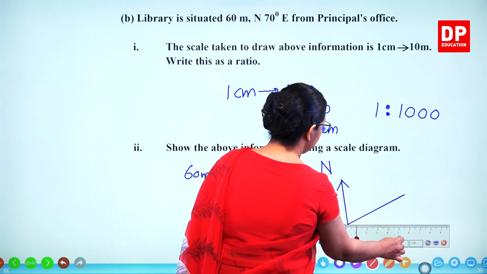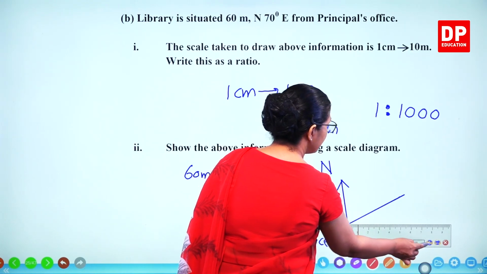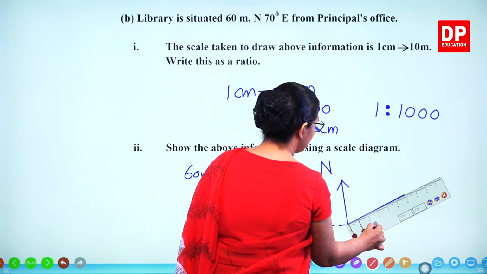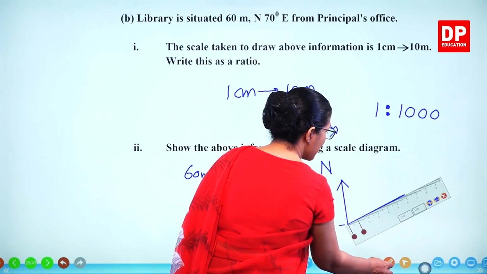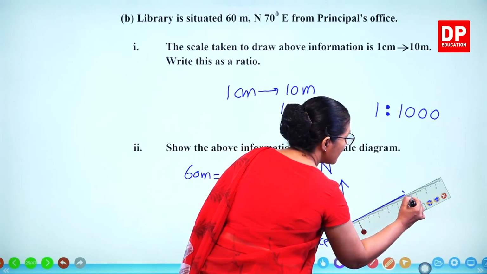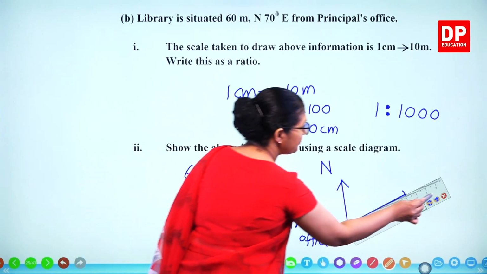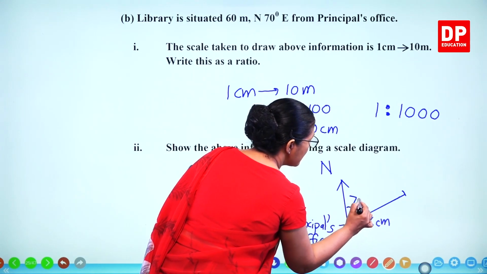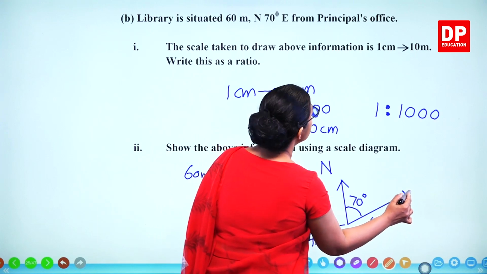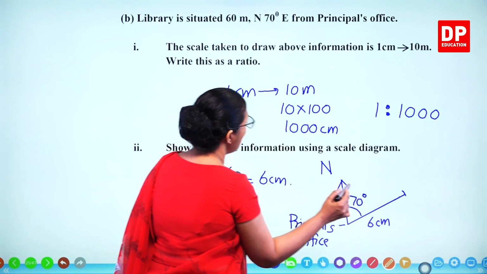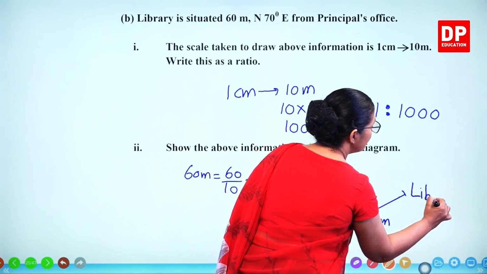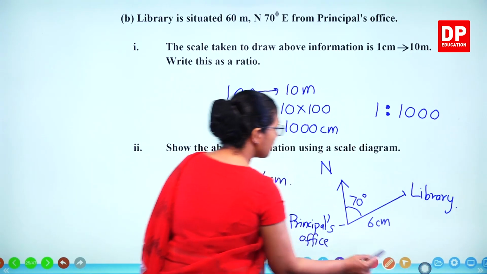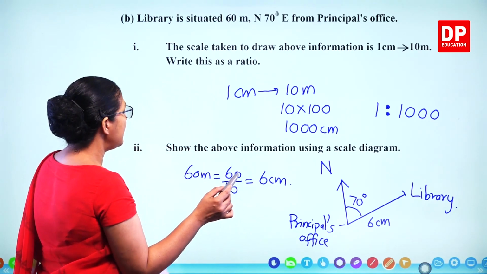Take the ruler. Here 6, exactly what I have done here. 6 is here. So 6 centimeters, and this is 70 degrees, and this is the library. So that's the scale diagram.